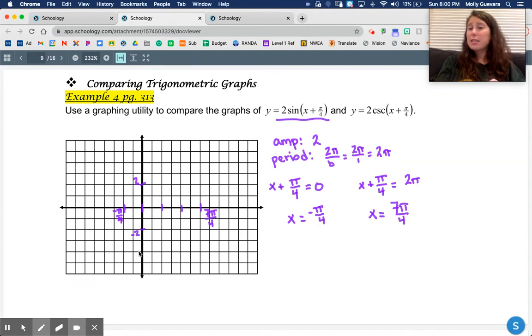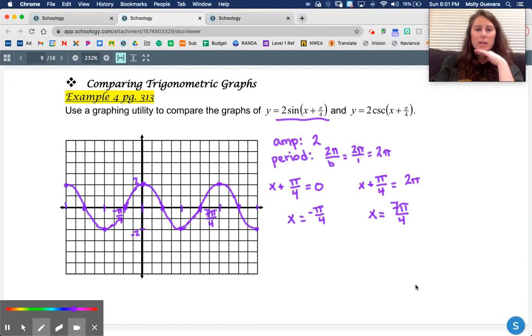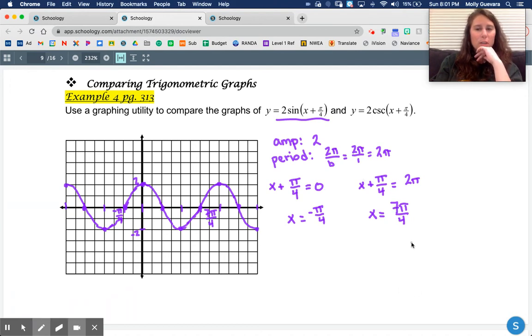Okay, then I have to ask, does sine start at 0 or does it start at 1? And sine starts at 0, so that tells me that it's here, and then up to 2, and then here, here, here. So here is 1 period of my sine graph. Okay, and then we're going to go ahead and extend this out. Okay, so here is my sine graph. So now I have graphed 2 sine of x plus pi over 4. We did it, yay, right?